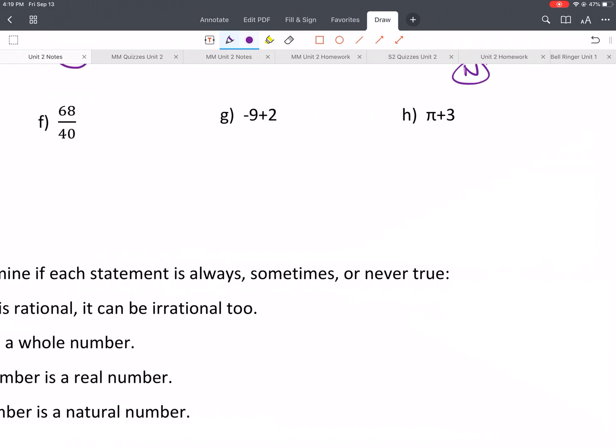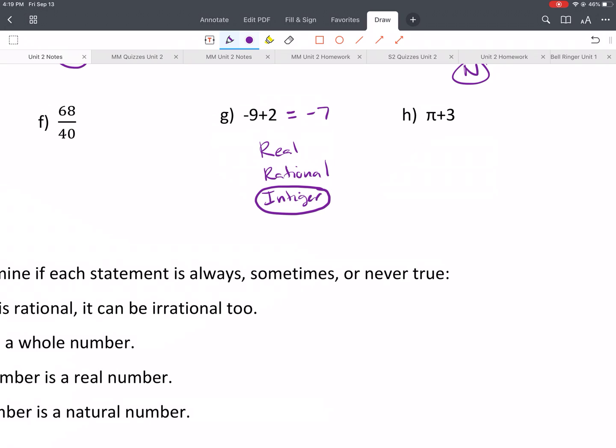Let's circle that. Next one would also get a decimal. We'll just skip that one. G here, we would end up getting -7. So we'd know that it's real. We know that it is rational. We could divide that by 1 to make it rational. And we know that it's an integer, because it is a whole number that is negative. It's not whole because it's not positive, and we'd be done.